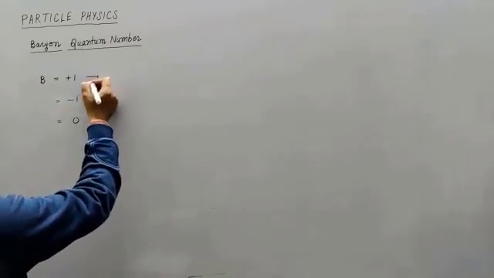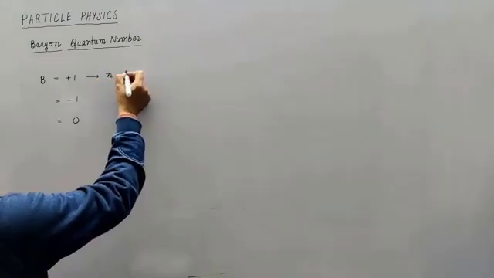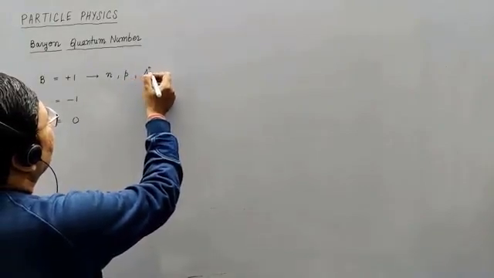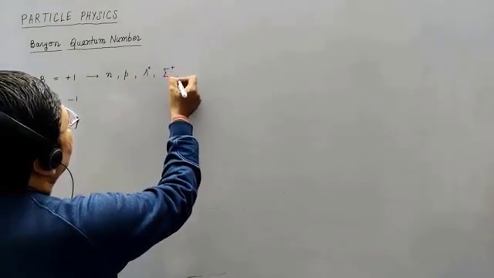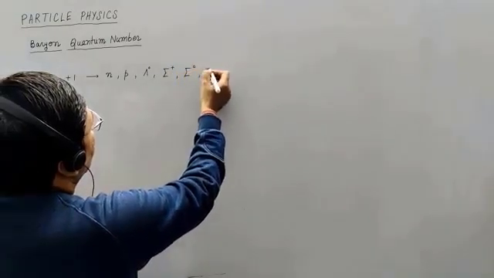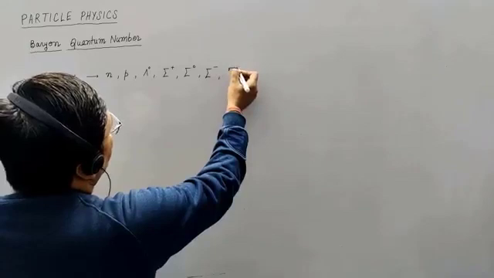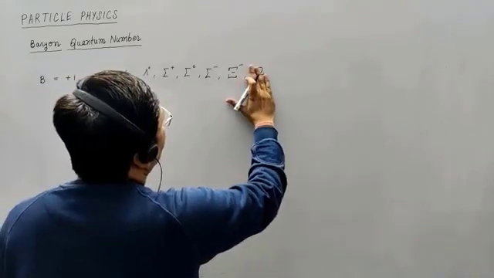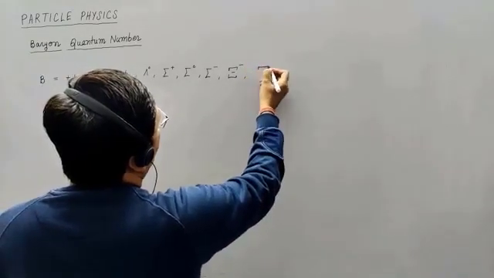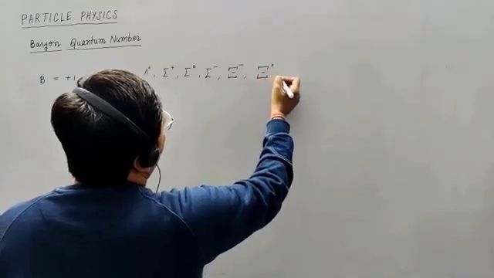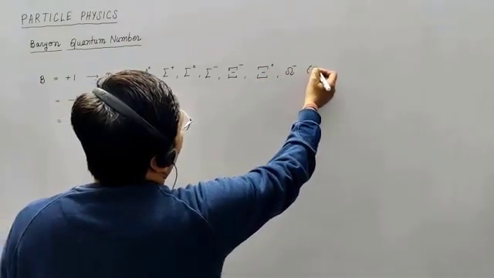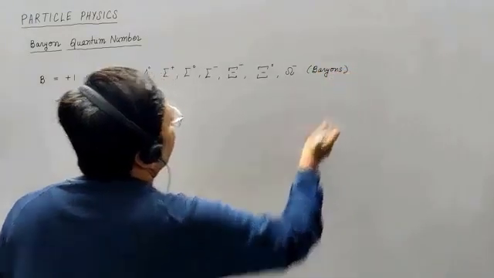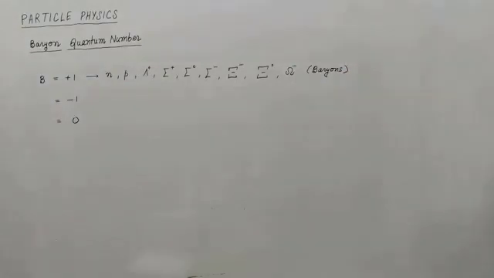Now, which particles are baryons? You have to remember this sequence. You have proton, neutron, nucleons basically. Then you have lambda naught, sigma plus, sigma naught, sigma minus, cascade negative, cascade neutral also, and omega minus. These are all baryons. For these particles, this B number will be +1.